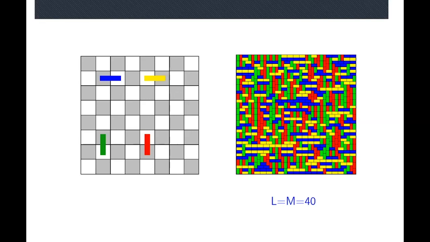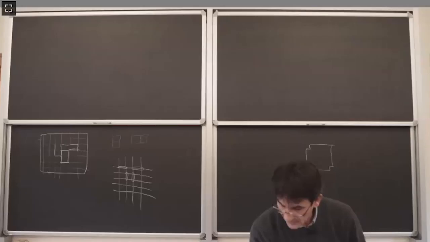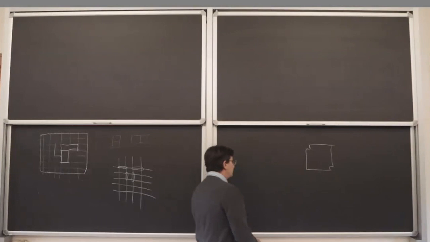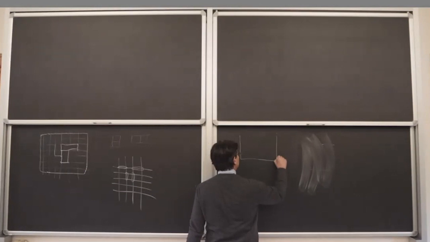So now we switch back to the blackboard. And the first question we consider, therefore, let's consider our rectangle, which is a rectangular region of our square lattice.